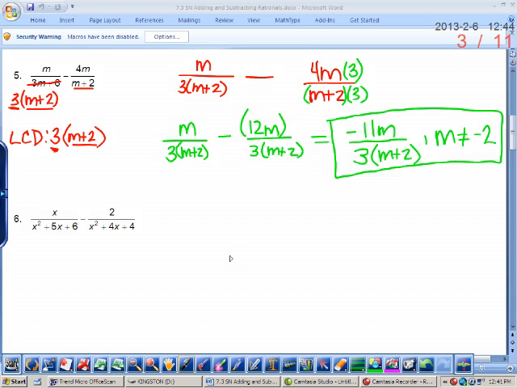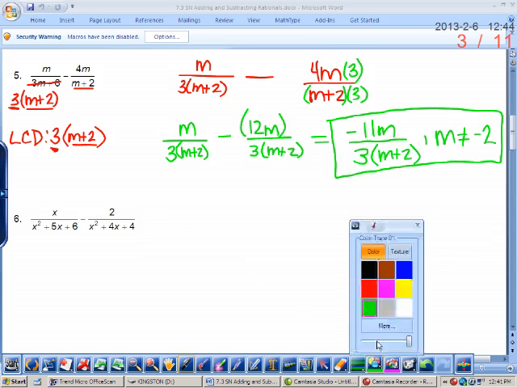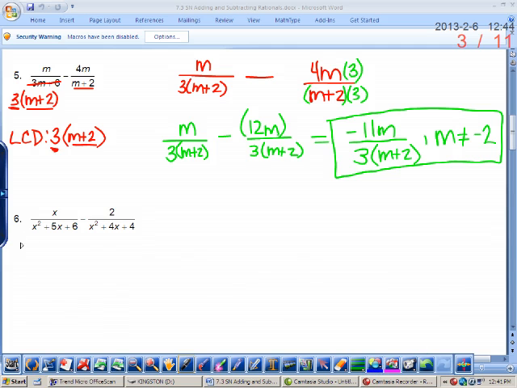All right, look at 6. X over x squared plus 5x plus 6 minus 2 over x squared plus 4x plus 4. What's our first plan of action? Factor the denominators. You're always going to factor your denominators as much as you possibly can. So x squared plus 5x plus 6. How does that factor? X plus 2 and x plus 3.